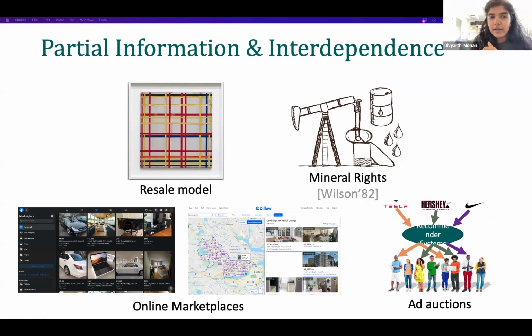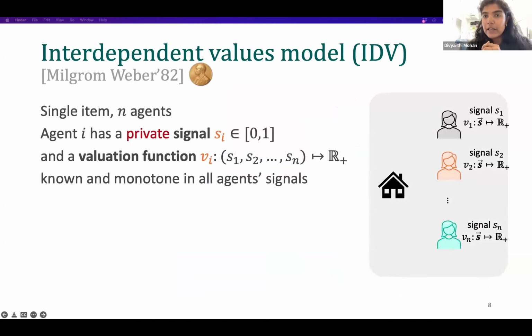And when we buy things online, especially in marketplaces, we don't even have full information of what we are getting into, but other bidders who are more local to the area might have different information. And if we know about this, our values could be well informed. And to study these sort of settings, we are going to use the interdependent values model to formally study this. This was introduced by the seminal work of Milgrom and Weber in 82, building upon works of Wilson. And they won the 2020 Economics Nobel Prize in part for this work.